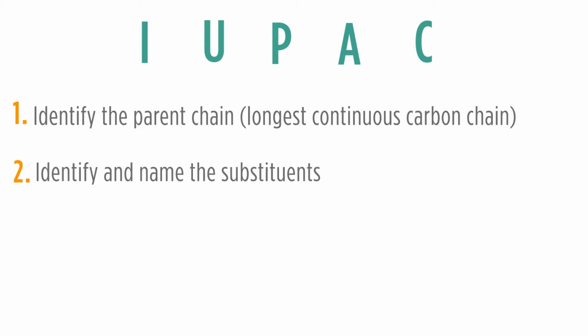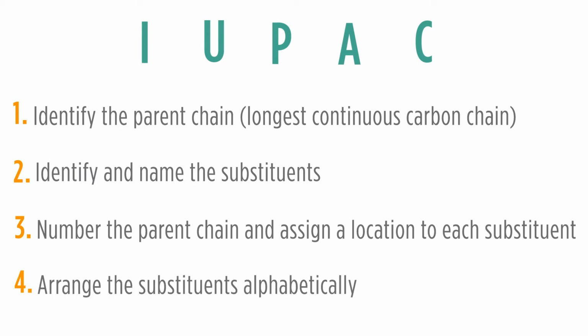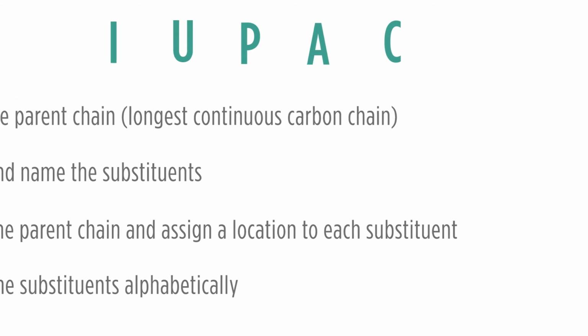Second, identify and name the substituents. A substituent is a group that is not contained within the parent chain. Third, number the parent chain and assign a location to each substituent. It's important to remember that every substituent has its own number or location. Fourth, arrange the substituents alphabetically.